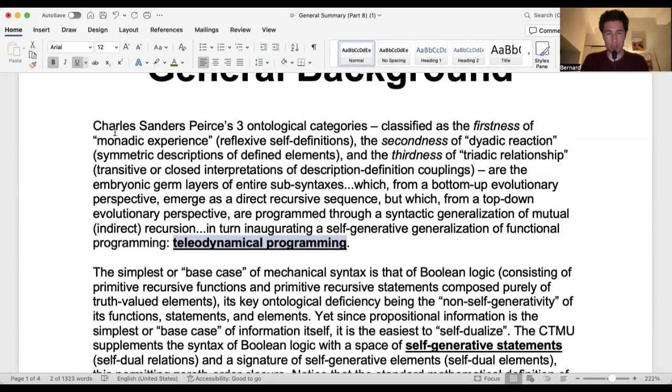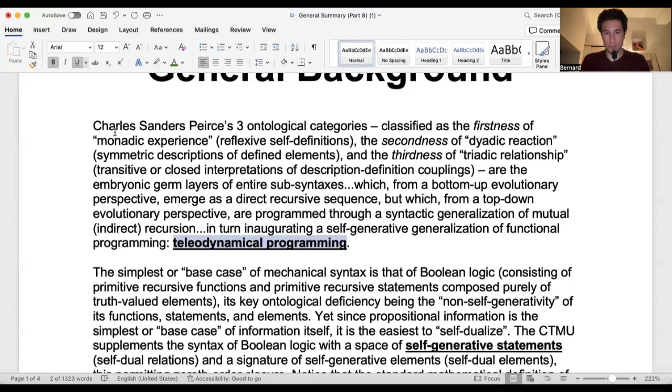That's the simplest symmetric description, right? You've got yes and no, and the yes is the element, the no is the complement. Their symmetric description is the identification of the element in relation to, yet distinct from, the complement. I mean, it couldn't be simpler, right? And thirdness is the triadic relationship between element and complement through the description and definition coupling that is getting interpreted in some way, right?